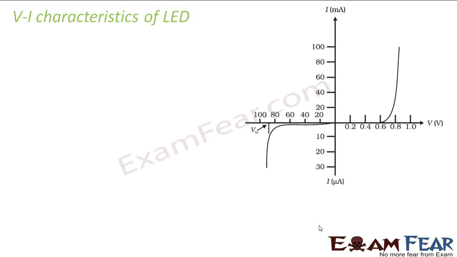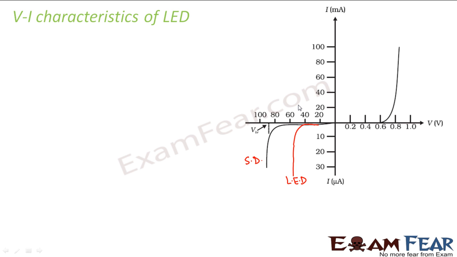Now let us look at the VI characteristics of a light emitting diode. Here the VI characteristics look similar to that of a semiconductor diode. The only difference in this case is that the breakdown voltage of a light emitting diode is quite low. It doesn't go so far, it is a little low. So this is the case of a semiconductor diode, but in case of a light emitting diode, the breakdown voltage is a little lesser in value.